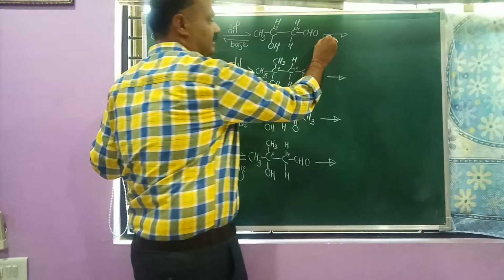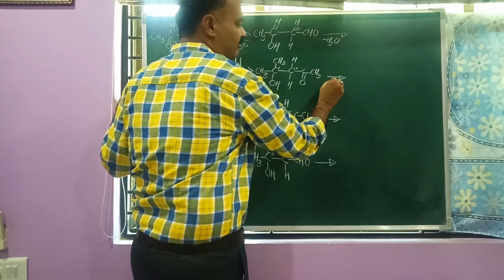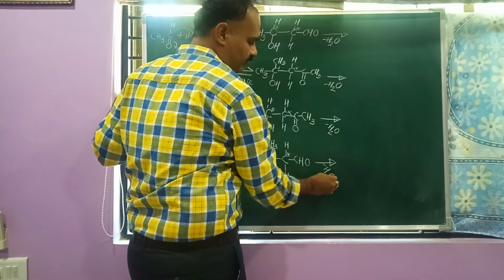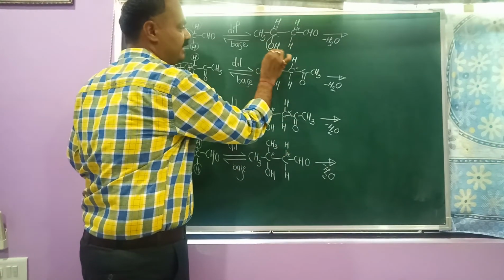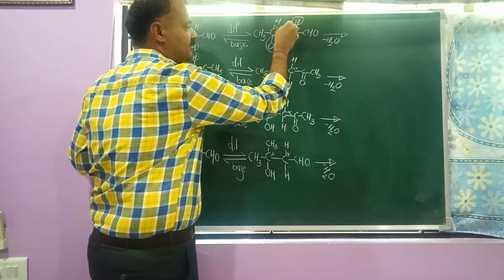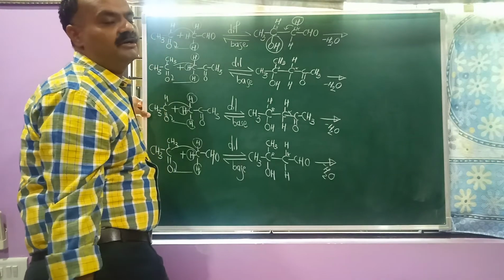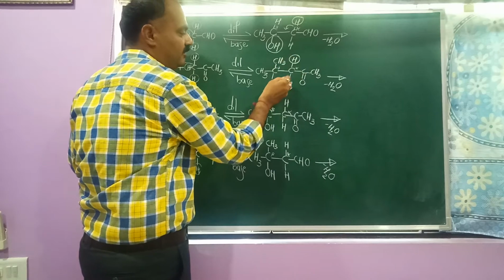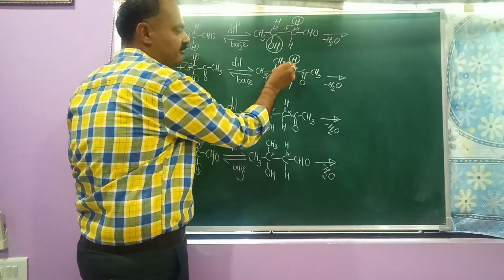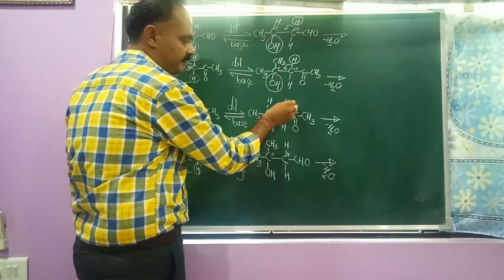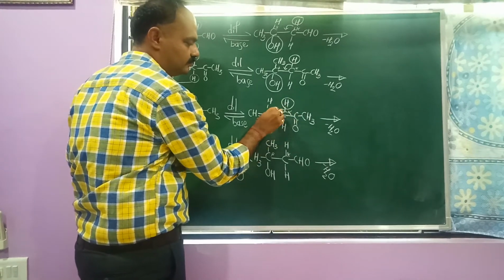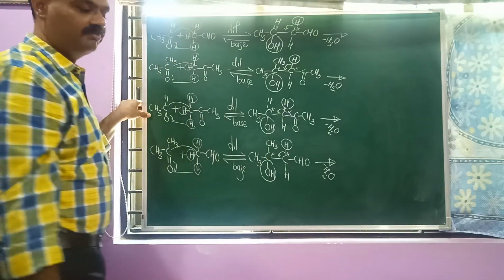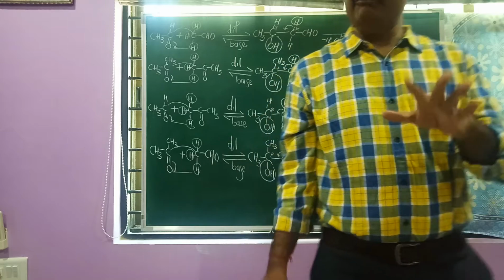In the last step, we have removal of water. This is the dehydration step. We understand OH minus from beta, H plus from alpha. A double bond will form between alpha and beta. H plus will be removed from alpha, OH minus will be removed from beta. Same here. H plus from alpha, OH minus from beta will be removed, and a double bond will form between alpha and beta. Now we are writing the products here.